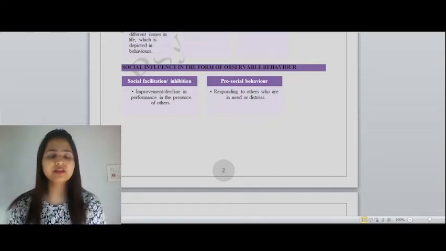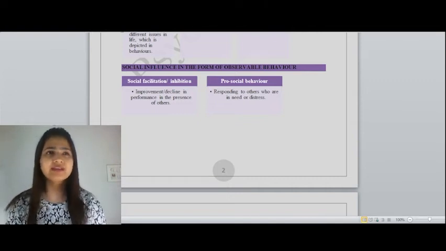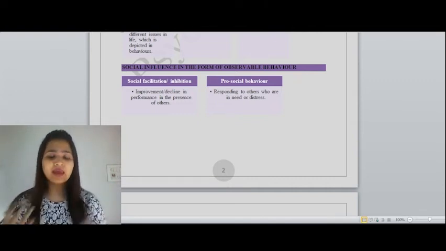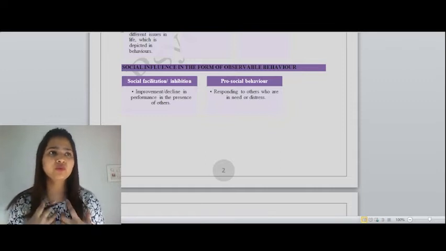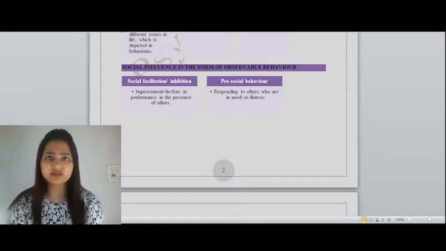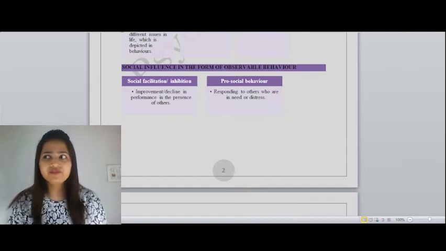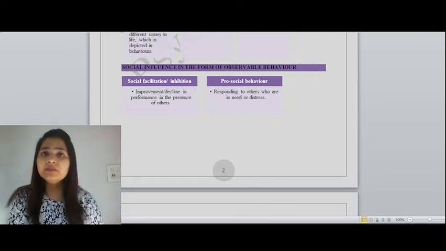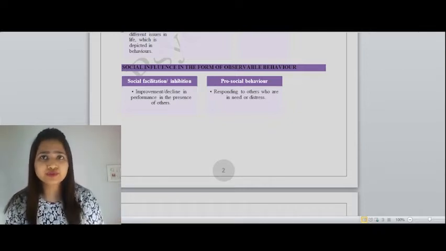Apart from that, another type of observable behavior due to social influence is your pro-social behavior. This is more of a helping behavior, wherein you help people who are in need or who are in distress. Okay, so this is more of a helping behavior. Like, for example, Mother Teresa. She's a very, very good example of pro-social behavior. Entire life she served the people who are in need, who are in distress. So that is pro-social behavior. Or let's say when you are going on the road and you see some accident has taken place, and you get down from your vehicle to help the person, that is an example of pro-social behavior.